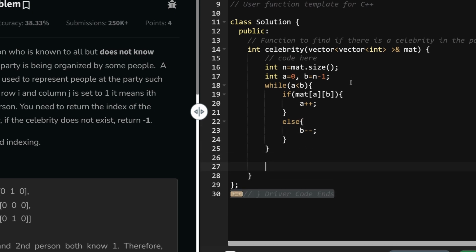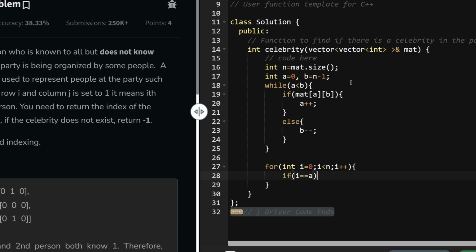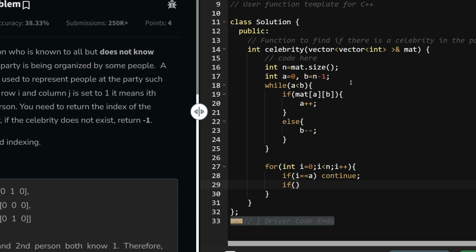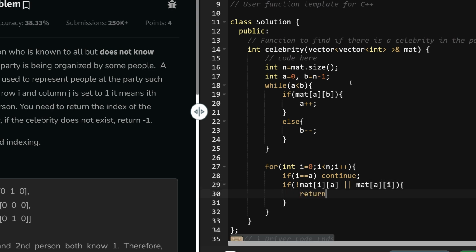Now we check the answer where the loop is breaking, that is A equals B: is it a celeb or not? So for int i going from 0 up till n, i plus plus, the first condition is if i equals A, I will not have to compare, I will just say continue. But if i is not equal to A and mat of i A is 0, meaning i does not know A, or mat of A i is 1, meaning A knows i, in both cases return -1, that is, you don't have any answer. Otherwise, if this loop runs without returning anything, return your answer as A.